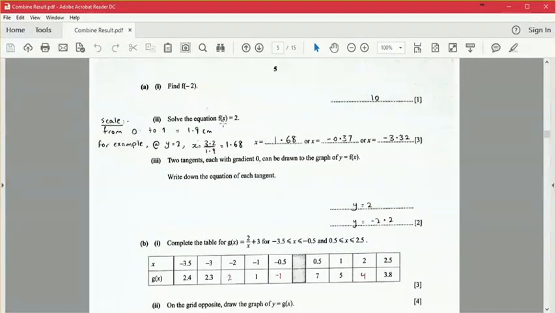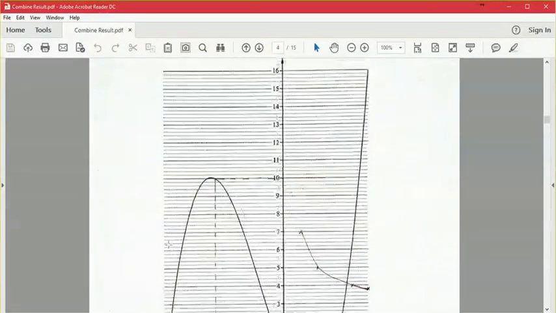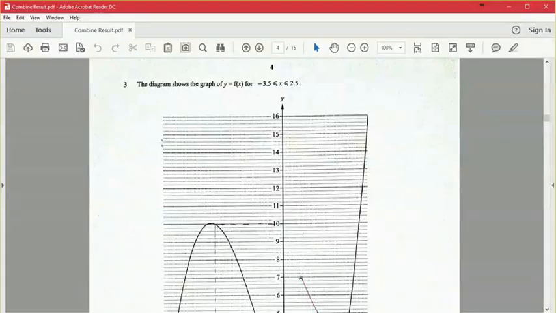Solve the equation f of x equals 2. To solve it, we must come here at 2 and draw a horizontal line to meet the curve here, here, and here too, in 3 positions. The first one is between 1 and 2, this one between 0 and negative 1, and this one between negative 3 and negative 3.5, as the end of the curve is negative 3.5. You see, from here he says negative 3.5, so this one is negative 3.5, and here it is negative 2.5.